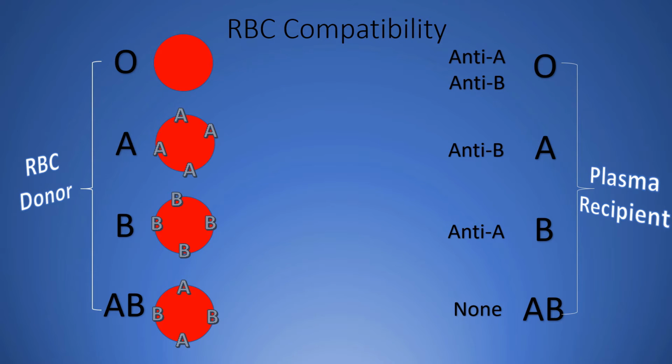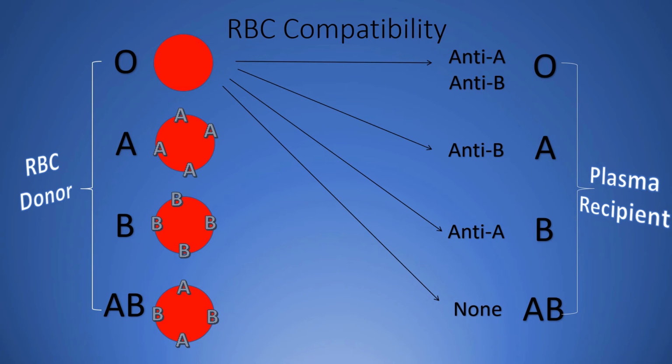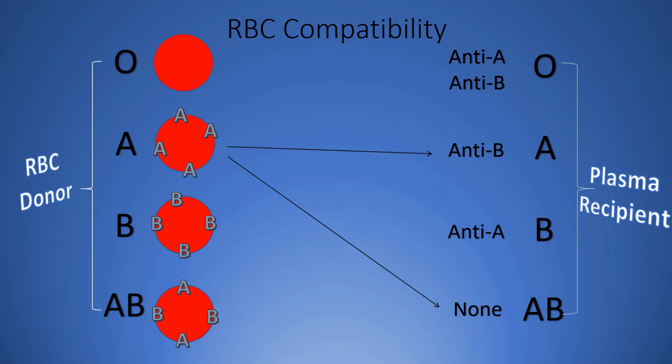Let's take a look at red blood cell compatibility. On the left, we have red blood cells of a donor, and on the right, we have the plasma of the recipient. Type O red blood cells can be transfused to type O, type A, type B, or type AB individuals and are known as the universal donor. Type A red blood cells can be transfused to either type A or type AB patients. This is because they do not have anti-A in their plasma.